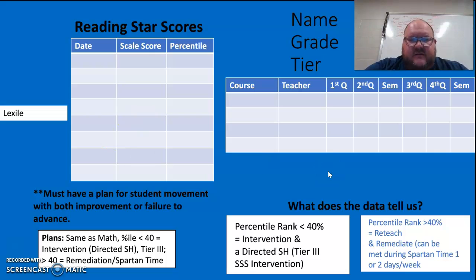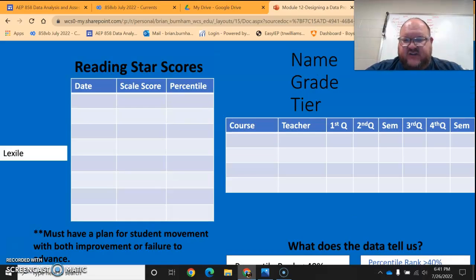Here's the reading layout. We have the date, scale score, and the percentile. This is going to be like a Lexile rating. We're going to have a plan for student movement with both improvement and or failure. They're either going to move up or move down throughout our tier levels and what the plan is. So we need to have that organized. And what is the data telling us? It's the same information. We're still shooting for that 40th percentile above or below. Anything above the 65th percentile we deem as not needing remediation, progress is being shown there.